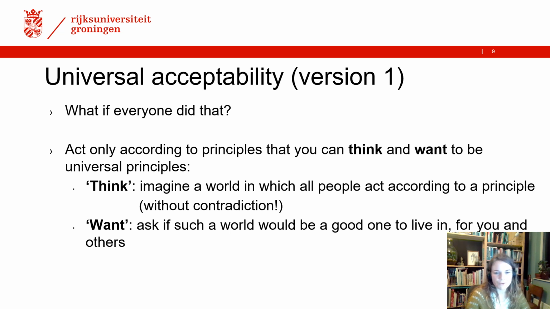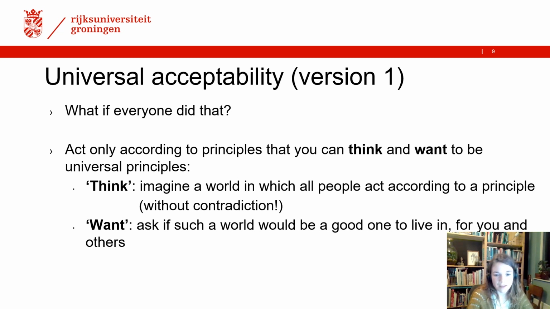And you can check this in two ways. So you can imagine a world in which all people would act according to that principle or rule without contradiction. And then the second question could be, well, would I want to live in a world that then arises? Let me give you an example. So imagine that I have a rule that if I'm outside, I can litter. So I can just throw my trash away when I'm walking outside. If I'm drinking something, a bottle of Coke or so, there's no trash bin, I can throw it on the pavement. Right? That would be the rule.